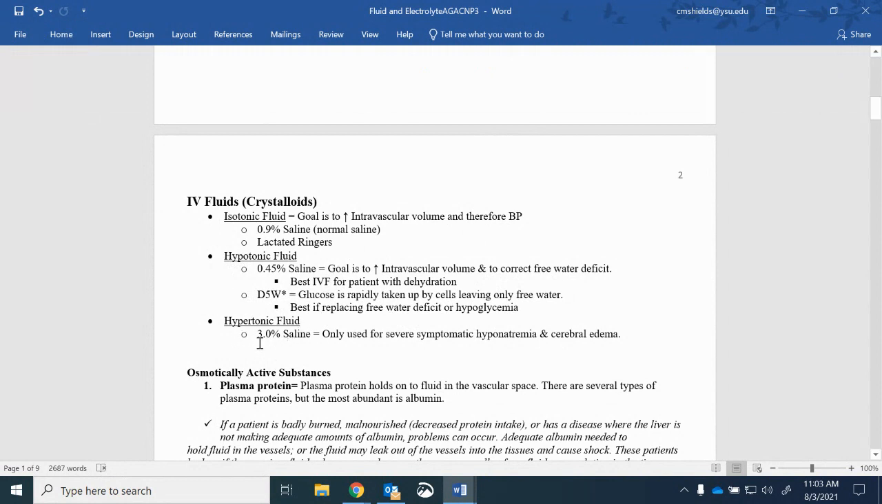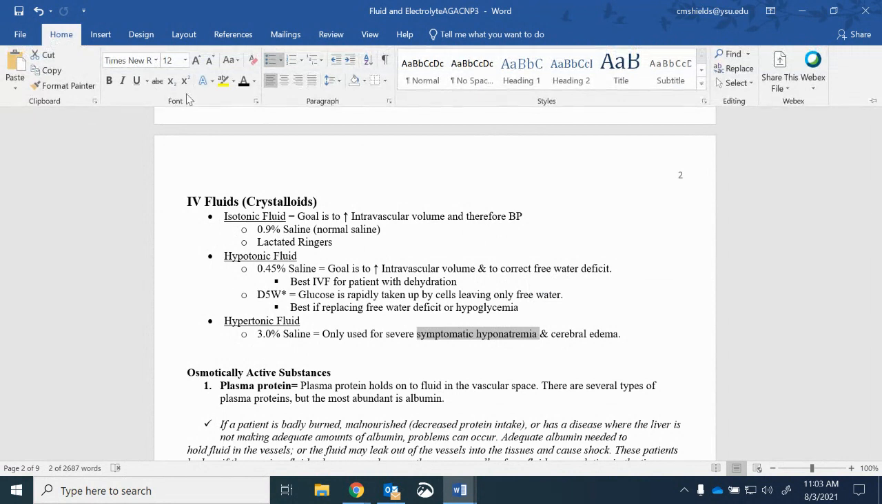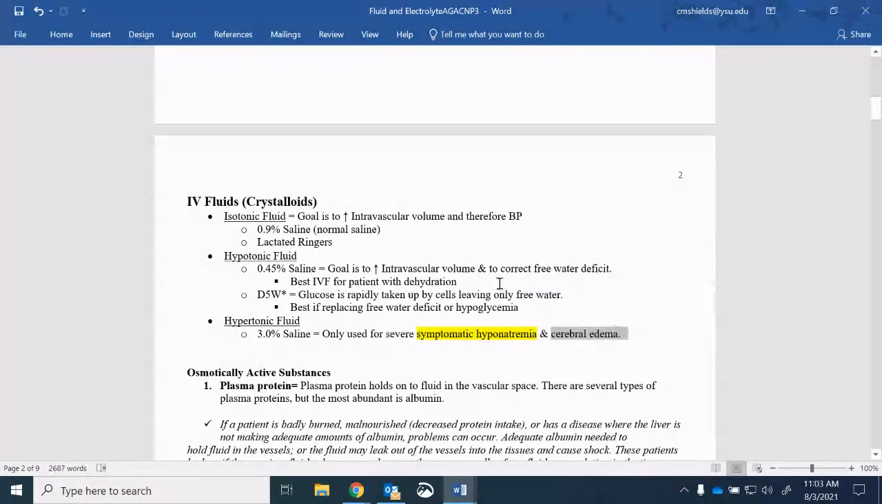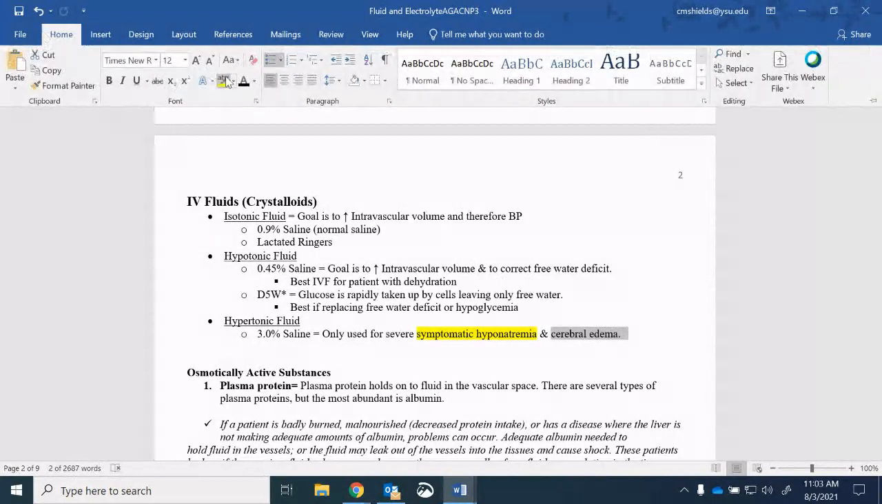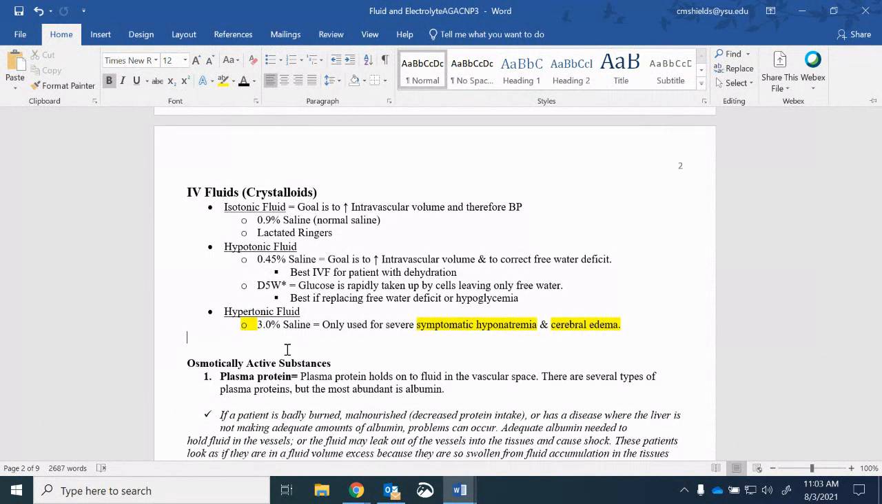Hypertonic fluid, the only one you need to know is the 3% saline. So if 0.9% is isotonic, very obvious that 3% is hypertonic. Used only for severe symptomatic hyponatremia, which we're going to talk about coming up when we talk about sodium, and cerebral edema. Those are 2 main reasons that we use hypertonic. Pretty much that's it. And we'll talk a little bit about using that coming up.